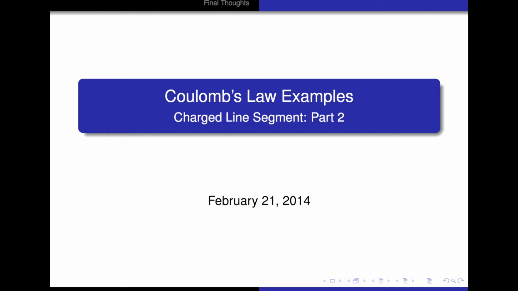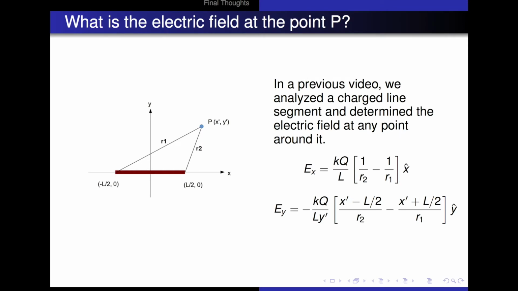In this example, we're going to look at Coulomb's law, specifically the charge line segment. In a previous video, we analyzed the charge line segment and determined the electric field at any point around it. So I give you the expressions for Ex and Ey, the electric field in the x and y directions, and you'll notice they depend on L, the length of the bar, R1 and R2, the distances from the ends of the bar to point P, Q, the total charge on the bar, and Y prime, the distance from the x-axis up to the point P.